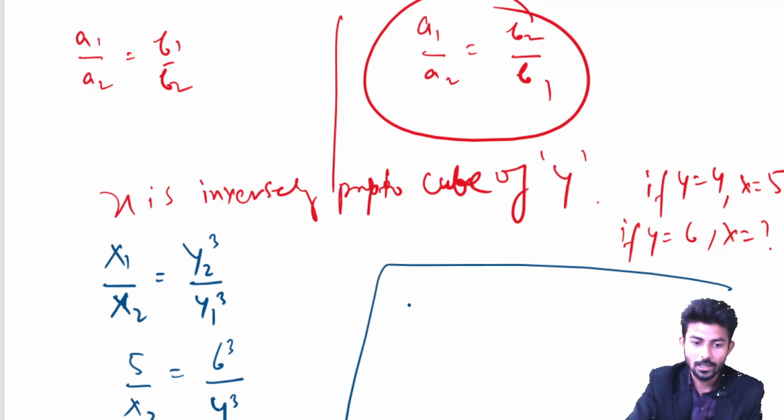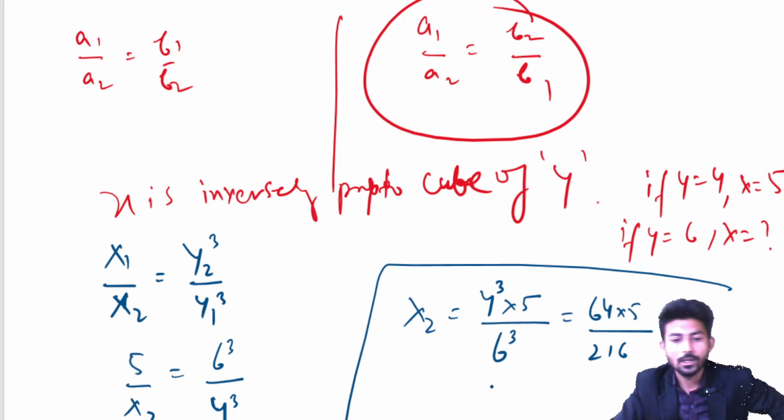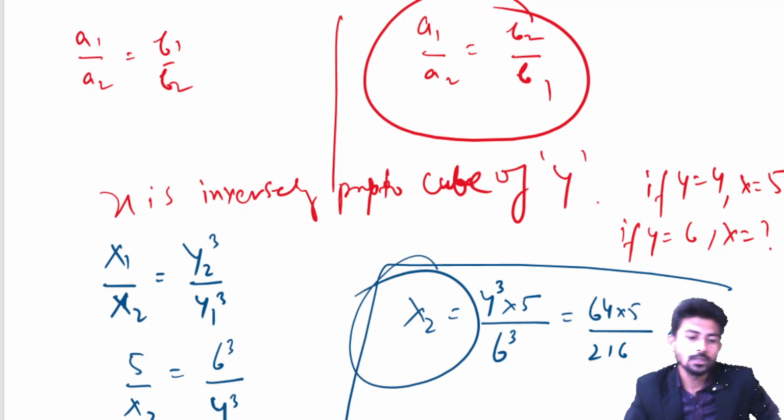Solving this further, x2 will be equivalent to 4 cube into 5 over 6 cube. So this will be 64 into 5, over 216. We can solve this and get the answer. So this is the concept of direct and indirect variation. Okay, so that's all we will be doing for this, and thank you so much for watching this video.